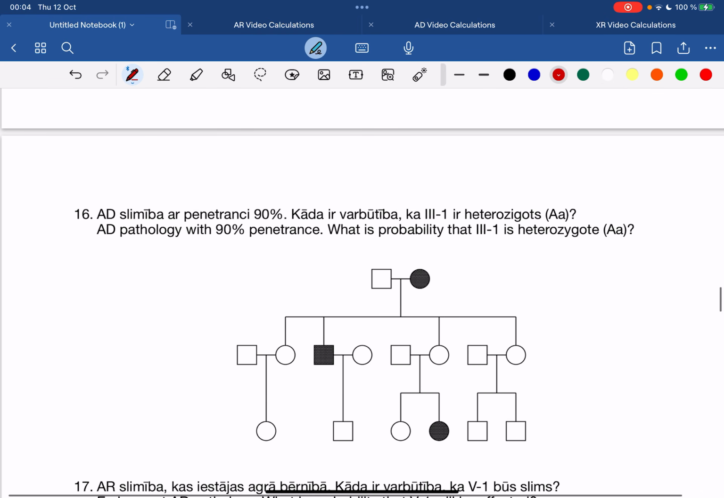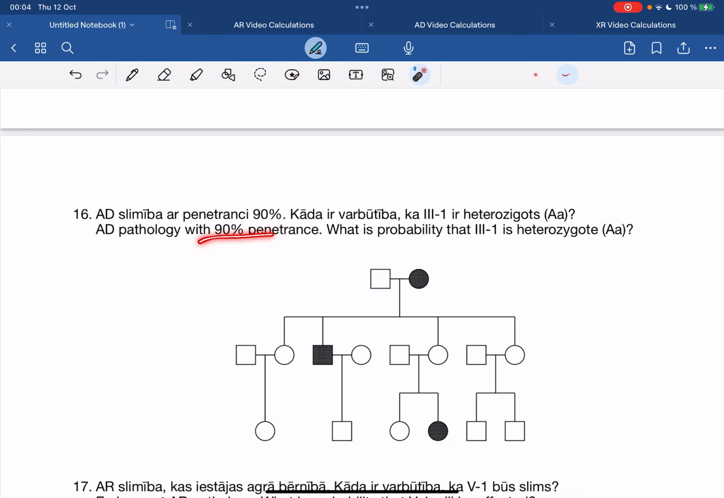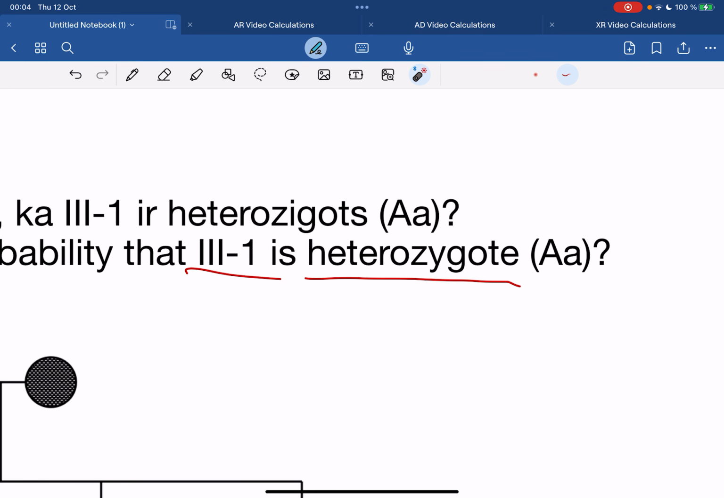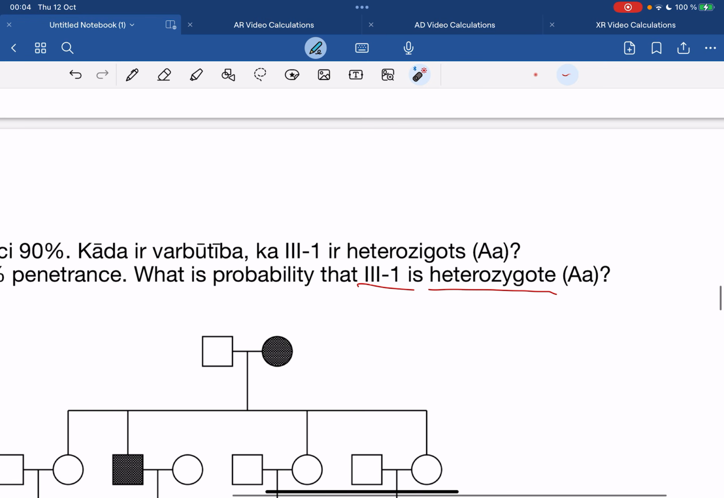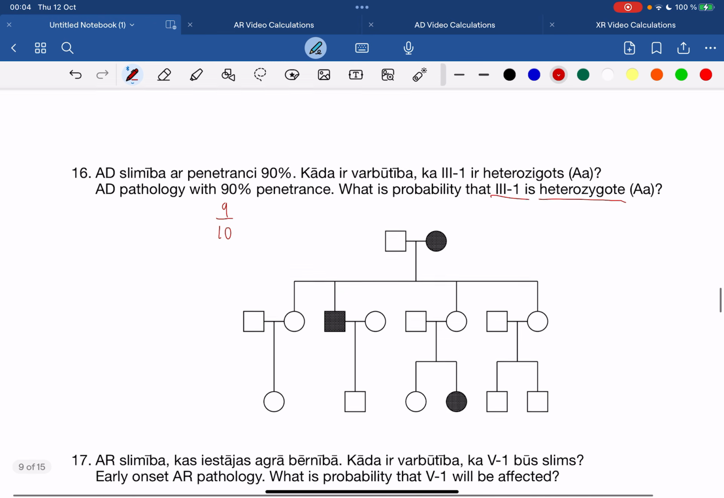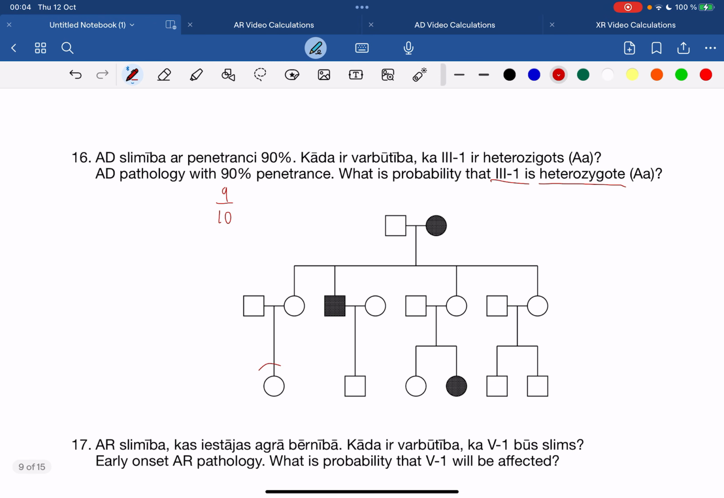Next up is autosomal dominant pathology with 90% penetrance, so let's write that down. What is the probability that 3-1 is heterozygous? So be very careful when reading the rules or the questions. If they're asking for heterozygous, it's one thing. If they're asking for affected, it's another. So let's look at 3-1 right here. It would be this person right there.